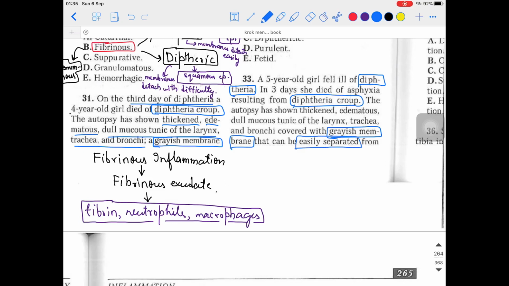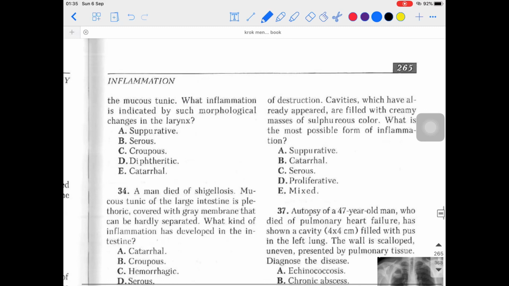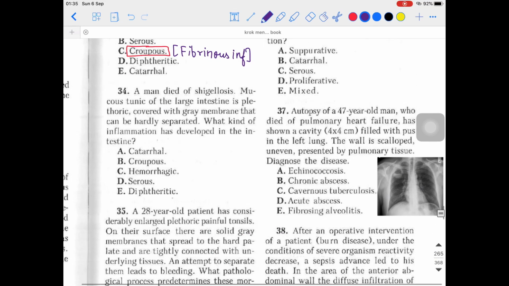Again guys, easily separated. That's going to be the croupous inflammation, isn't it? Croupous fibrinous inflammation. So that's going to be very easy for you. Croupous inflammation, what's the type? Yes, fibrinous inflammation. Croupous fibrinous inflammation will be the proper answer to this question. Okay, let me move on to the next one.